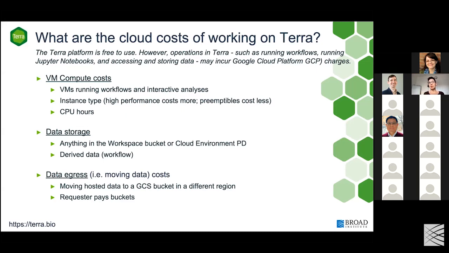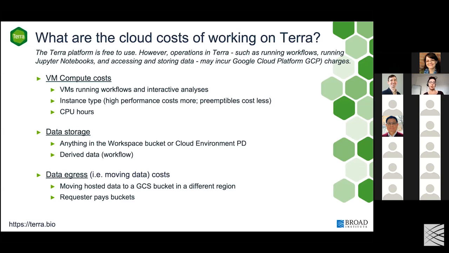There are 3 kinds of charges. There's VM compute costs. Those are the VMs that run your workflows and the interactive analyses like notebooks and RStudio and Galaxy. And those costs depend on what kind of instance you have. High computing costs more and preemptibles cost less, and how long you're using them, so the CPU hours. There's data storage, and that's anything in your workspace bucket or your cloud environment persistent disk. And that includes derived data from a workflow, which gets automatically written to the workspace bucket.